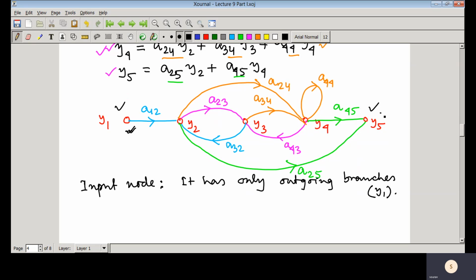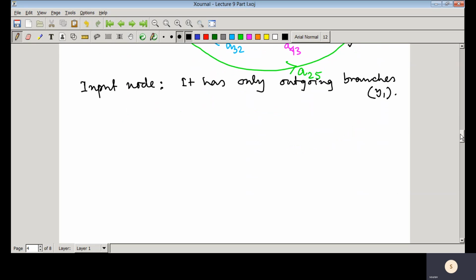And in case of an output node, there should not be any outgoing branches, only incoming branches. You can see that this is an incoming branch, this is an incoming branch. So in case of an output node, it has only incoming branches.